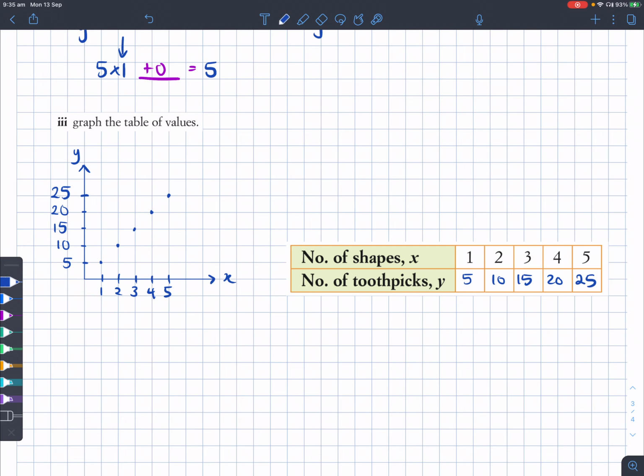So we can say also that the relationship between x and y is linear.